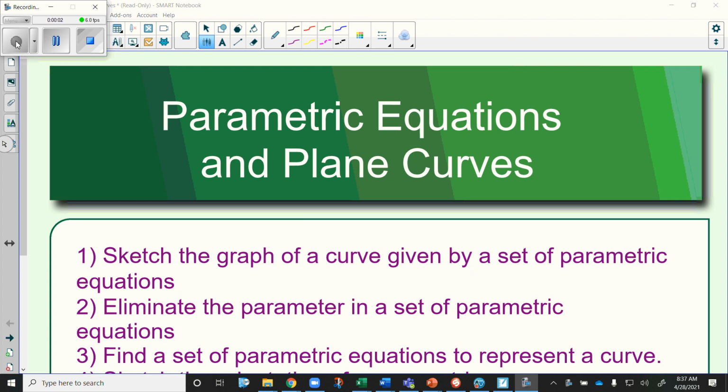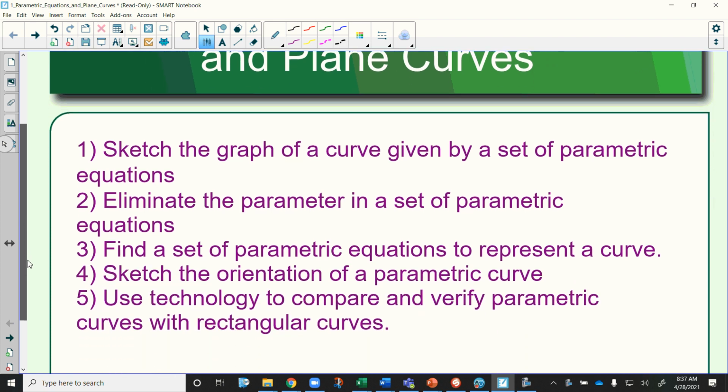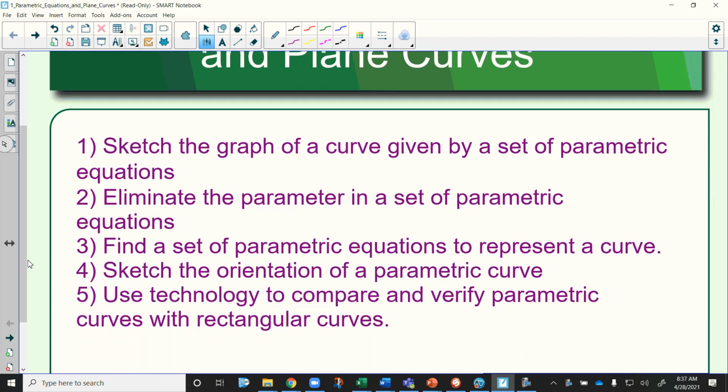Hey there, and welcome to my lesson on parametric equations and plane curves. This is kind of an introductory lesson to things that we're doing in BC Calculus with parametric functions. One of the things that we're going to be looking at is how do we write parametric equations, how do we graph parametric equations, and how do we determine what they look like, on a grapher.